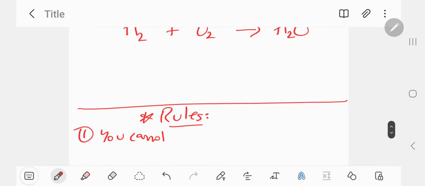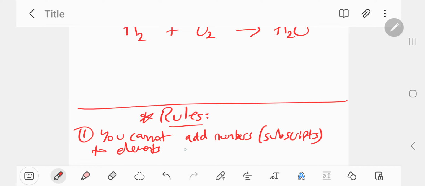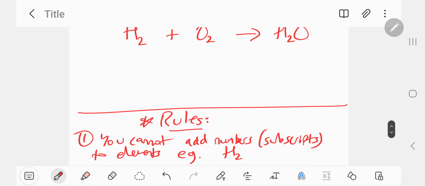You cannot add numbers, in this case subscripts, so numbers that go at the bottom, to elements. For example, H2, suppose I wanted to add 2 more hydrogen atoms. Okay, so here H2 means you've got 2 hydrogen atoms stuck together. That's what the subscript 2 means.